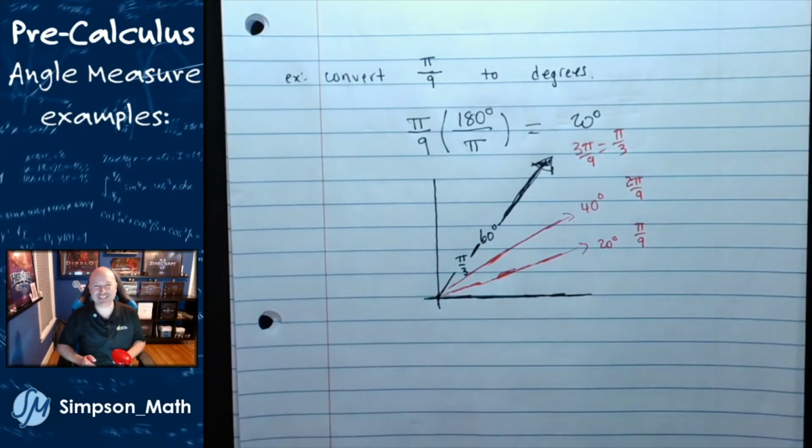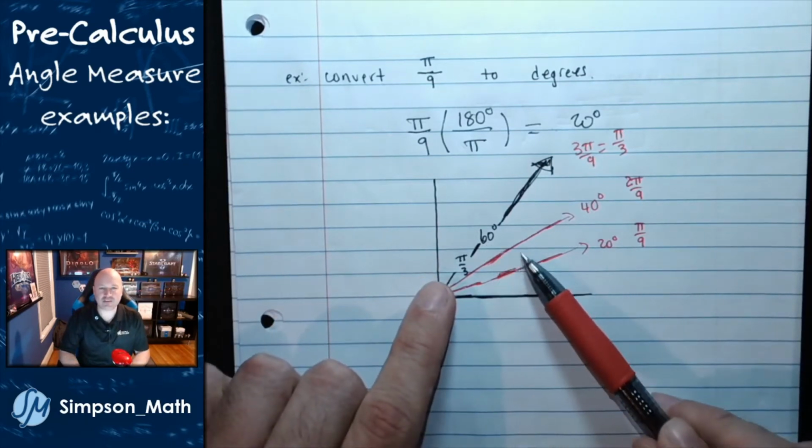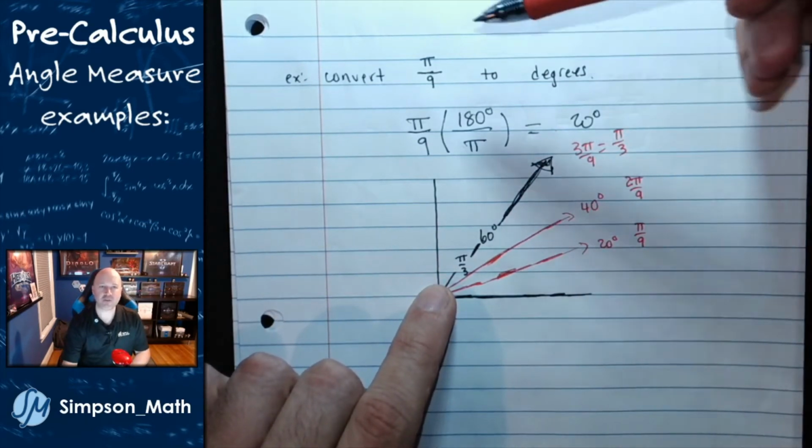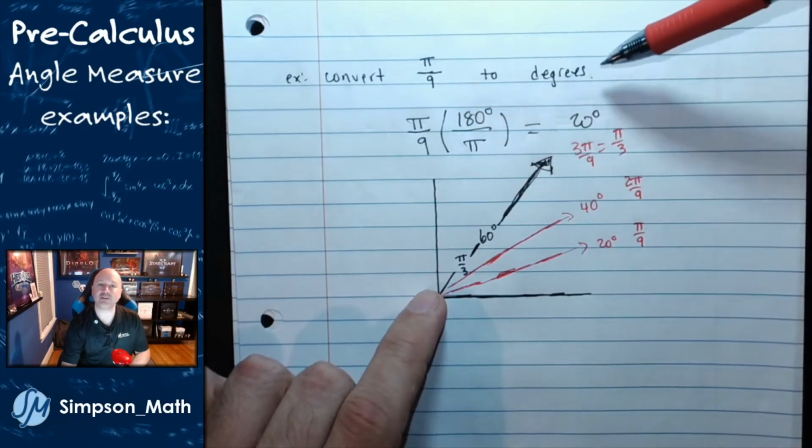May or may not make sense at this moment, but I just wanted to give you a kind of a visual of this problem, converting pi ninths into degrees.